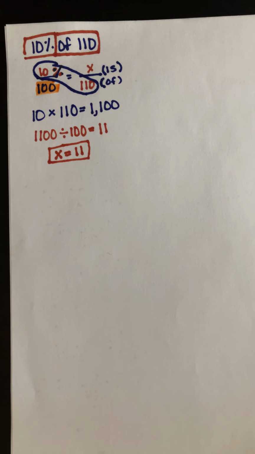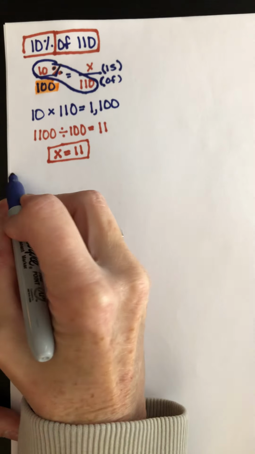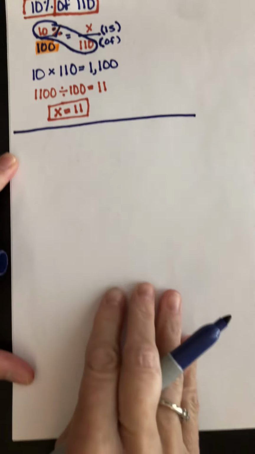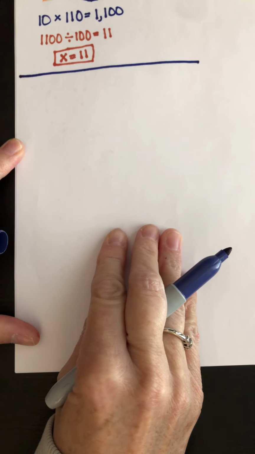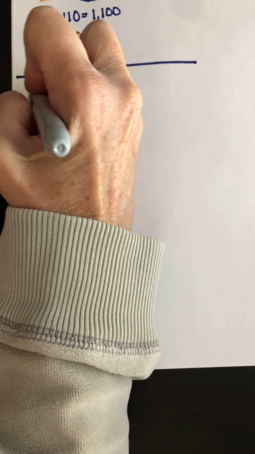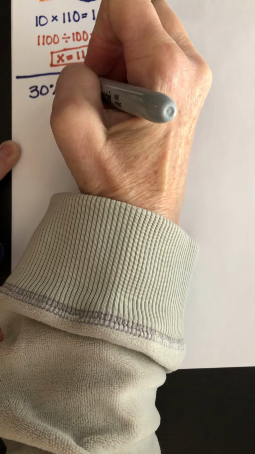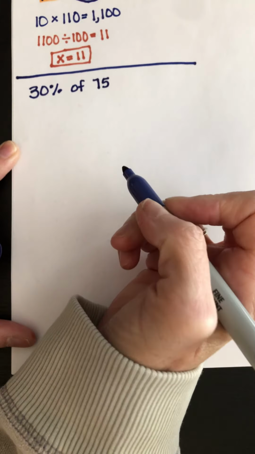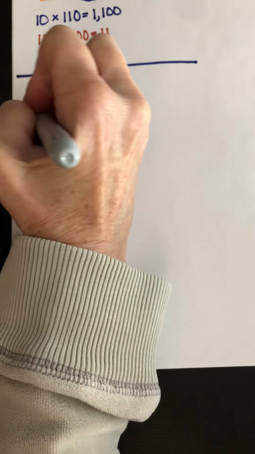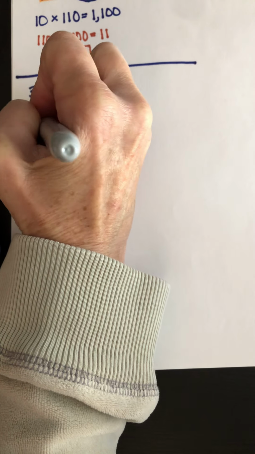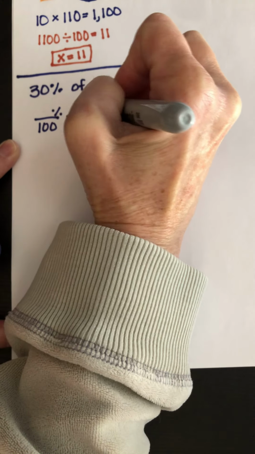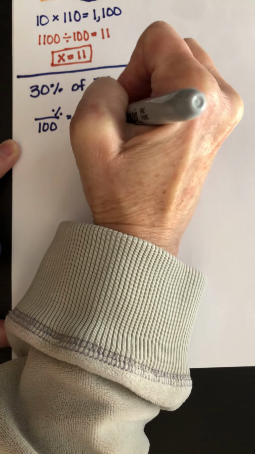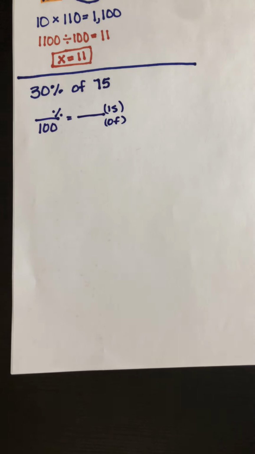Okay, I'm going to give you another problem and I want you to pause it and see if you can do it on your own. The next problem is 30% of 75. What is 30% of 75? Go ahead and set up your problem. Percent over 100 equals is over of, my part, my whole. Pause here and see if you can solve this on your own. Again, you can use a calculator to help you.